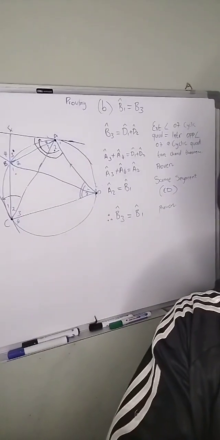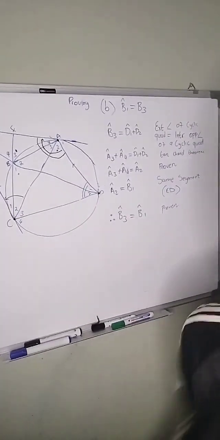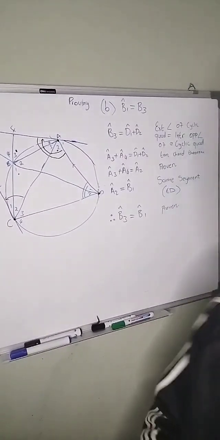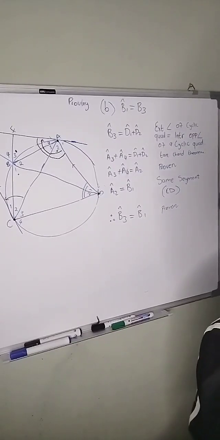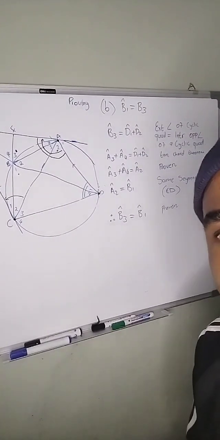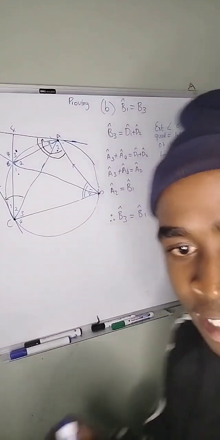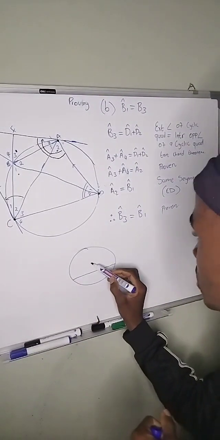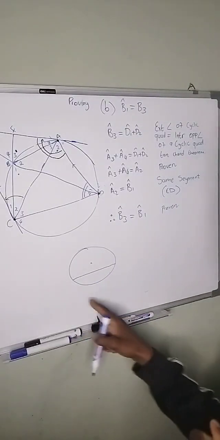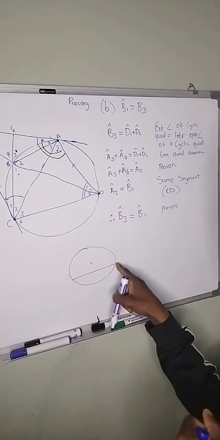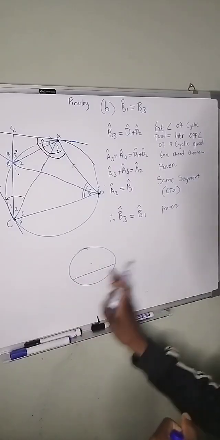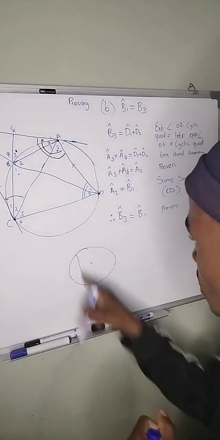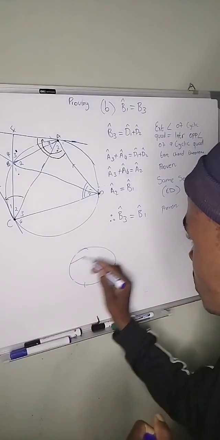Okay, you want to copy? Screenshot, don't copy by hand. What is a chord? It is a line from circumference to circumference. This is a chord. It doesn't pass through the center. This is the line from circumference to circumference. It can be like this. This is a chord.